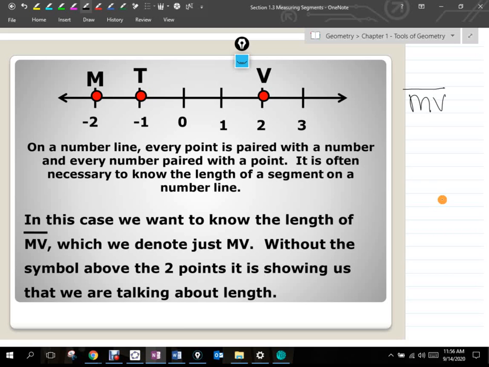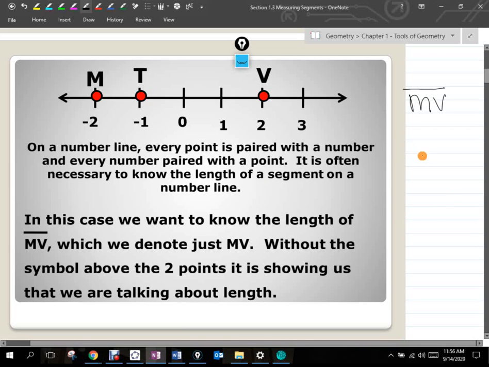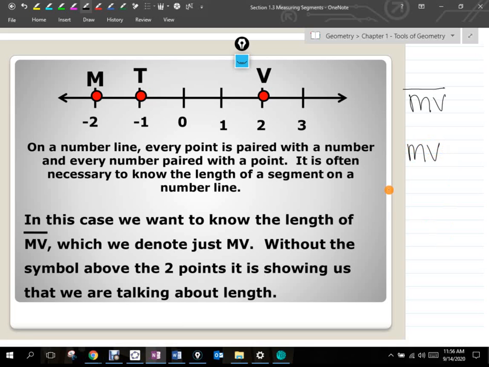If I want to start talking about characteristics of segment MV, and the main characteristic is its length, then I do it this way. I write MV, and I do not put a segment over the top of it. So if I see two capital letters stuck together like this with no segment on top of it, I read that as distance or length MV. And in this case, that distance or length would be 4, right?